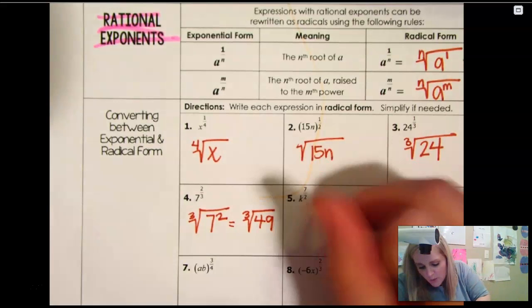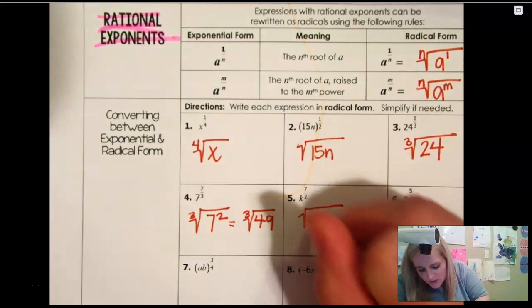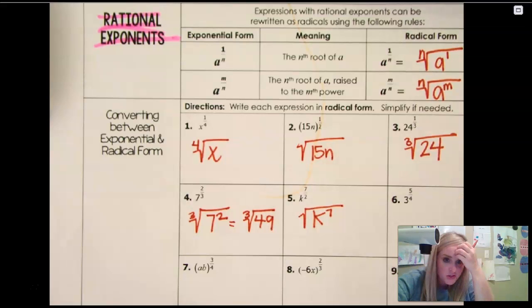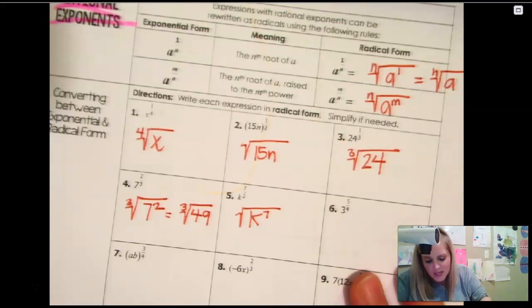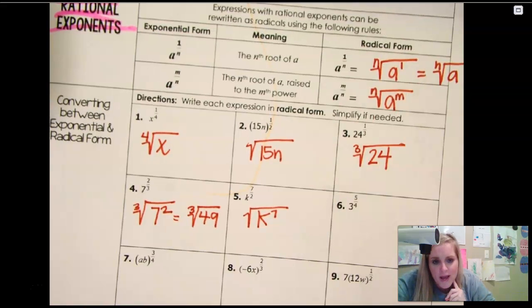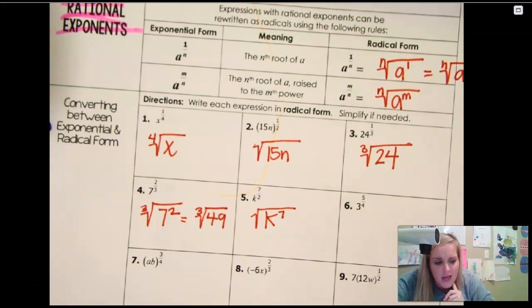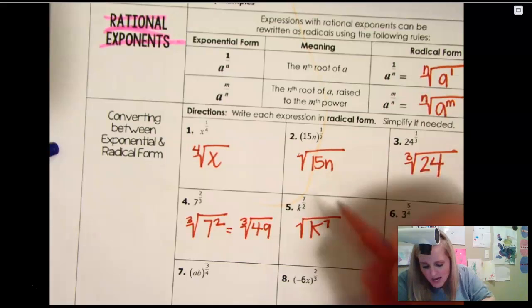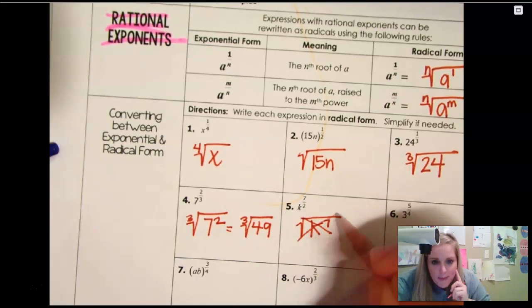This is the square root. The index is 2, k to the 7th power. There's no way for me to simplify that one. This one, if you look at this, your numerator is greater than your denominator, okay? I didn't do that for this last one. Reverse, go back. Okay, I did this wrong. Go back to number 5.